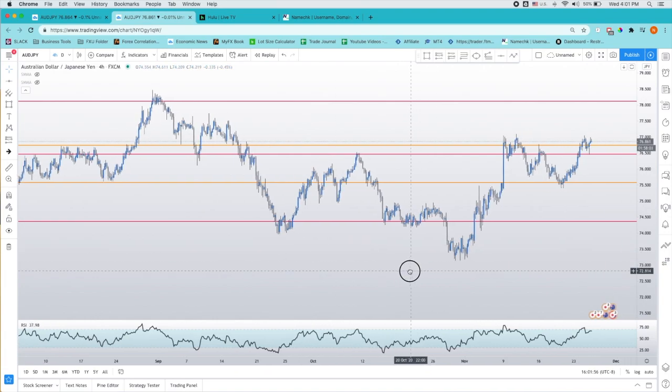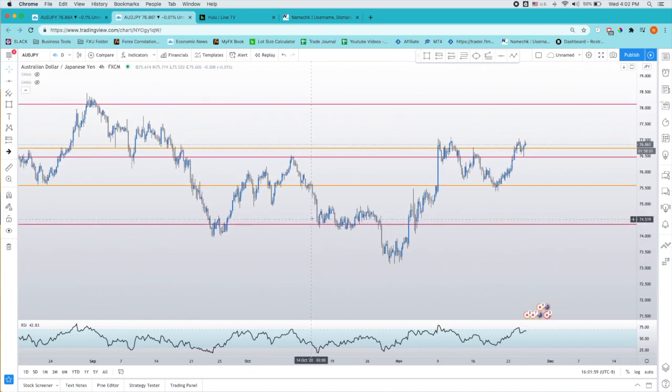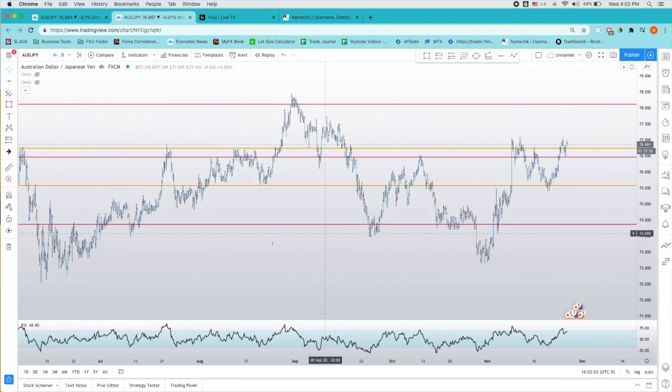So what I'm going to do right here is I'm going to look for a lot of this, right? A lot of consolidation, a lot of sideways movements looking left.